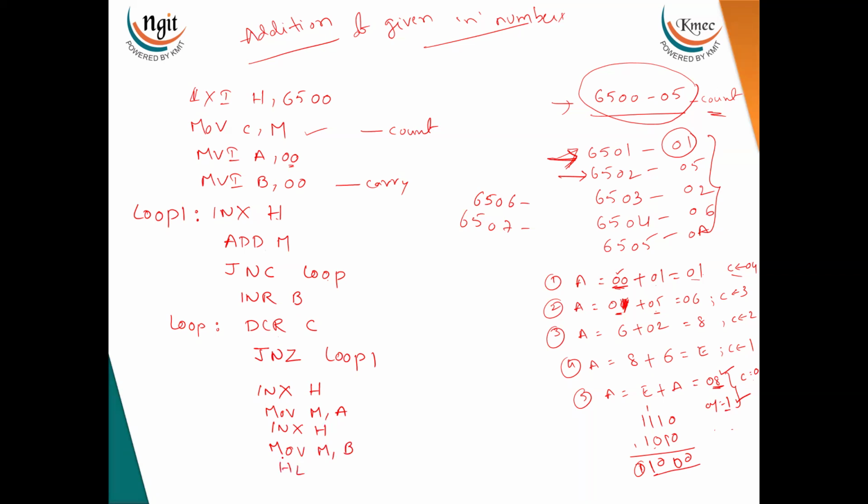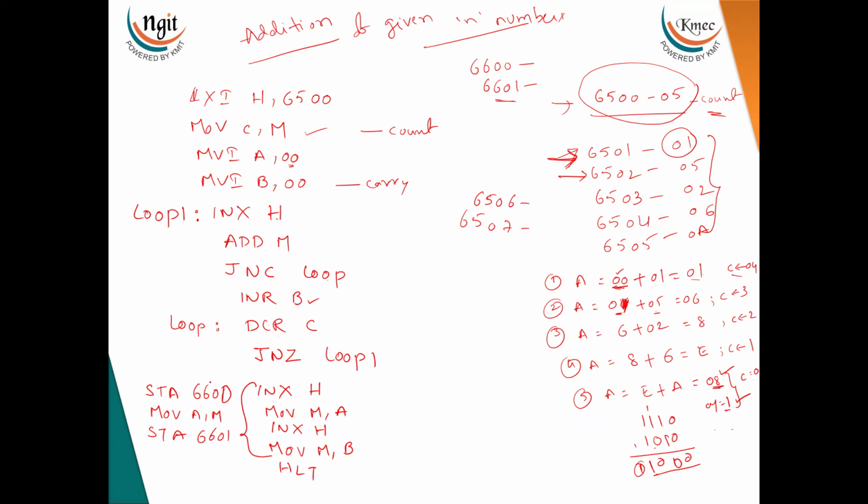Next, HLT. Now instead of that, if you are not using the next consecutive memory location, suppose you are storing the sum in 6600 and the carry in 6601. Now instead of using these two instructions, you can use STA 6600, which means the accumulator you are storing into 6600. But in the next location I have to move the carry, which is in the B register. So first move B into the accumulator, and now again use STA 6601.